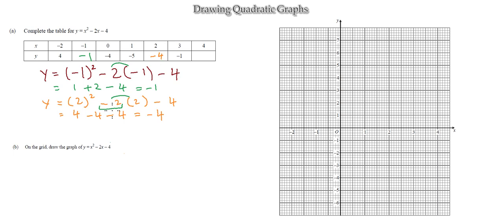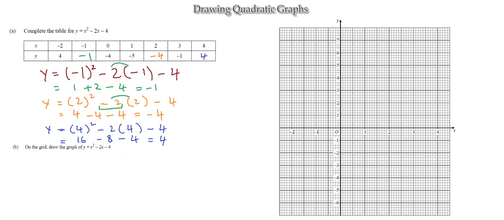And the last one, we have x as 4. So y equals 4 squared minus 2 times 4 minus 4. So 4 squared, 16, minus 2 times 4 is minus 8, and then minus 4. So 16 minus 8, that's 8. Take away 4, and that's positive 4. So when x is 4, y is also 4. And now let's just plot these onto the graph.